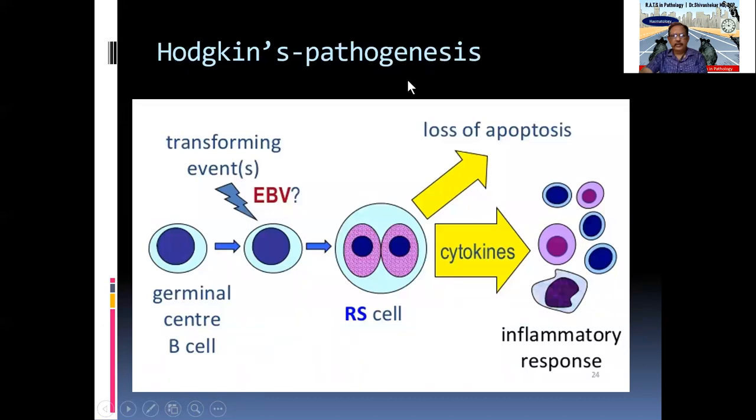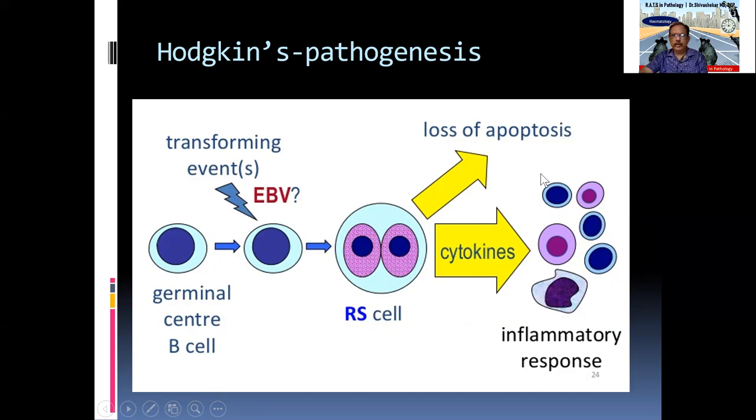And this is the pathogenesis, a very simple line diagram. I would like you people to kindly draw this. So there is a germinal center, and from that you have got a B cell. There can be various transforming events, including an Epstein-Barr virus. And this will get transformed into the R.A.T.S cell, which is a binucleate cell. We shall be repeatedly describing this R.A.T.S cell. And by means of the cytokines, it can get progressed, and then there will be the inflammatory response.